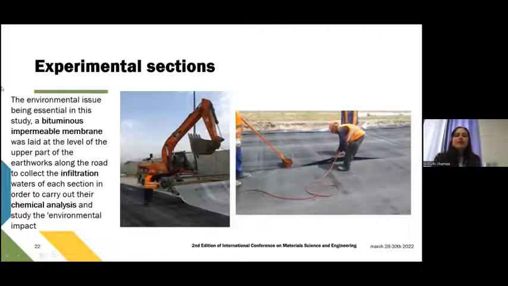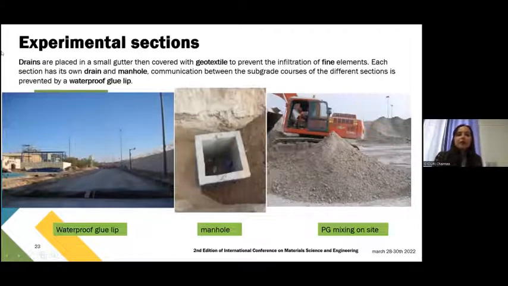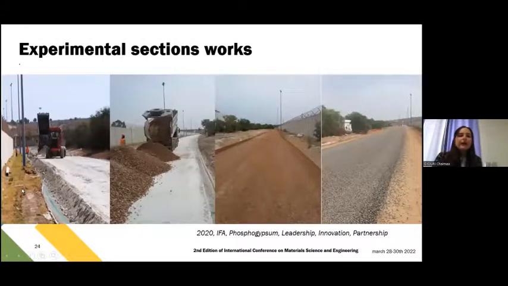The environmental issue being essential in this study, a bituminous impermeable membrane was laid at the level of the upper part of the earthworks along the road to collect the infiltration waters of each section in order to carry out their chemical analysis and study the environmental impacts. Drains are placed in a small gutter then covered with geotextile to prevent the infiltration of fine elements. Each section has its own drain and manhole. Communication between the subgrade courses of the different sections is prevented by a waterproof glue lip. Experimental section works. Here are some photos to show them.